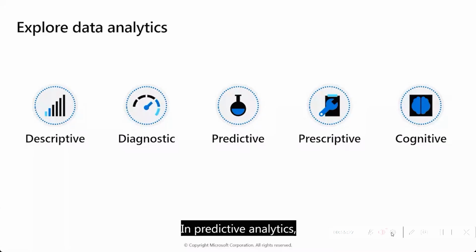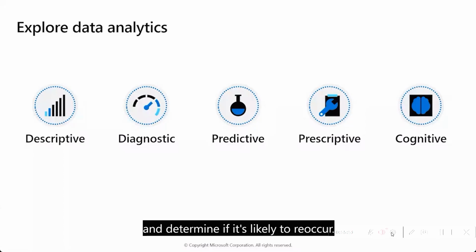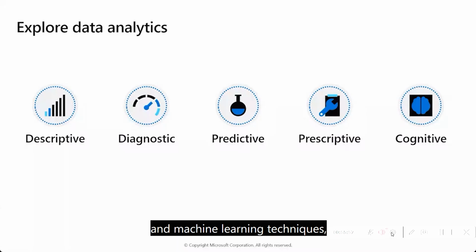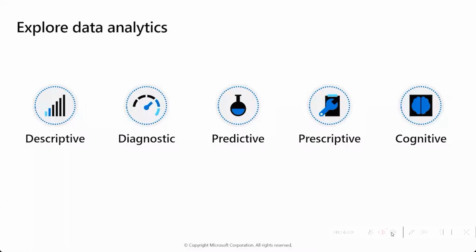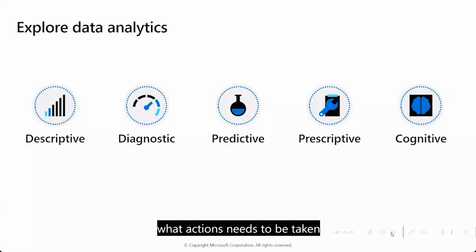In predictive analytics, this is all about trying to find answers to questions like what is likely to happen in the future based on previous trends and patterns. So predictive analytics is really used to help answer questions like what will happen in the future. We can use techniques that use historical data to identify trends and determine if they are likely to reoccur. And some of these techniques include statistical and machine learning techniques, such as neural networks, decision trees, and regression.